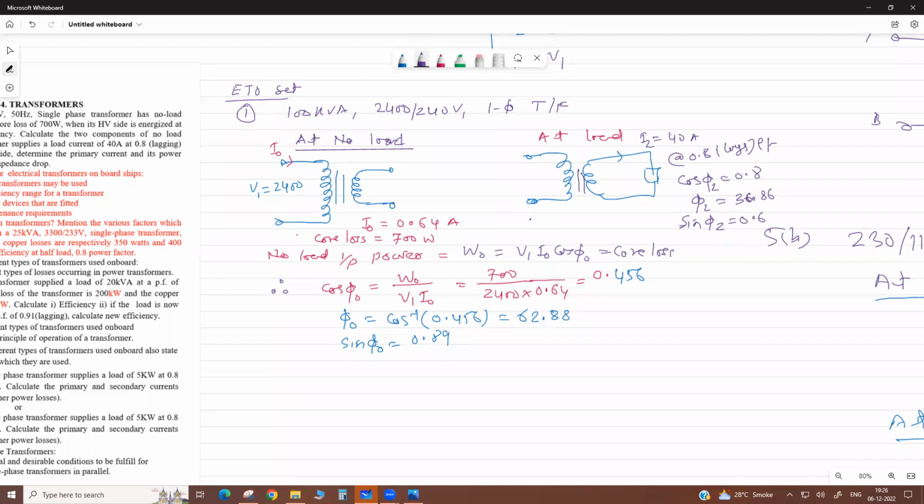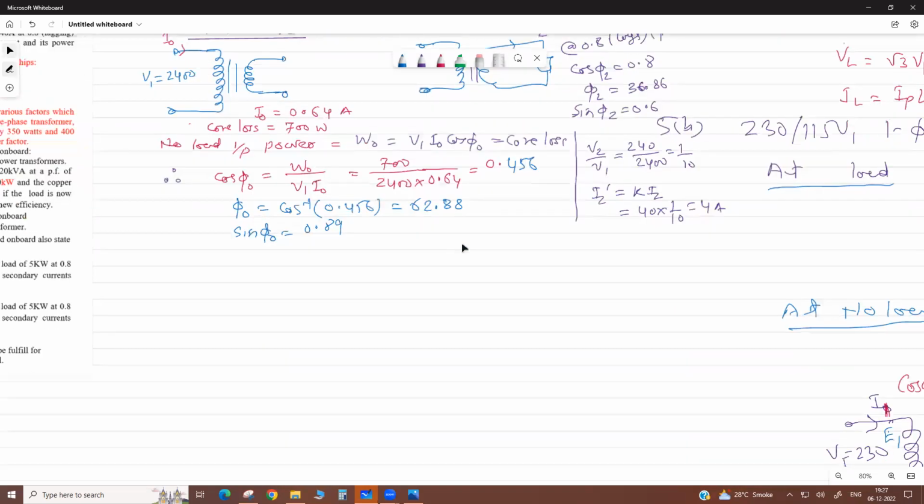Now we can calculate the turn ratio, V2 by V1, that is 240 by 2400, so it comes to 1 by 10. Then we can calculate I2 dash equals K I2, that is 40 into 1 by 10, which is 4 ampere. Okay, dear, I2 dash. The rest is the same as before.